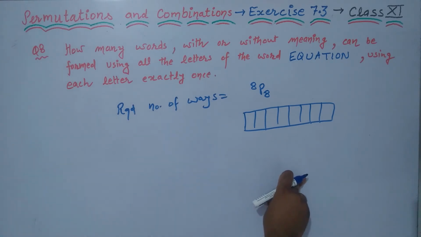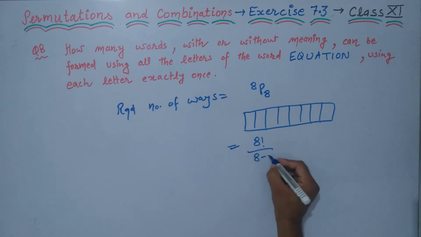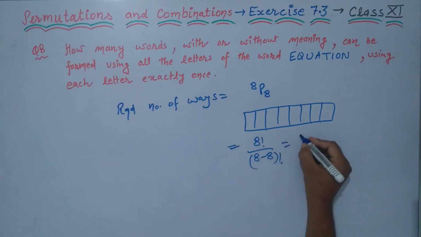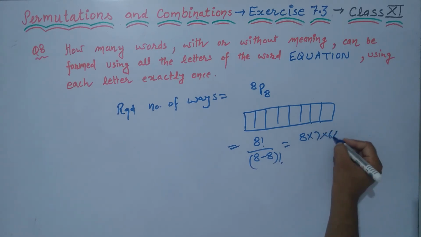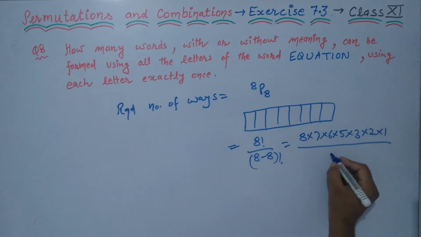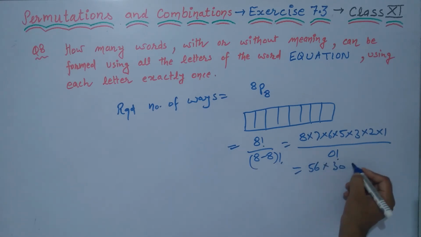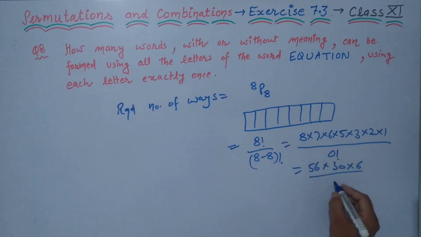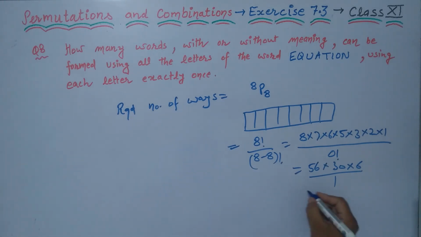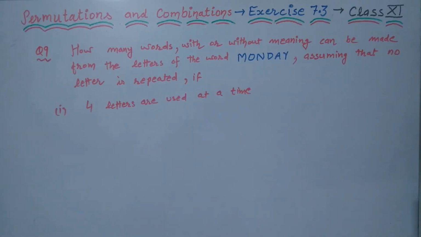8 objects are there. So this way we have 8! divided by (8 minus 8)!, which is equal to 8 into 7 into 6 into 5 into 4 into 3 into 2 into 1, their product, divided by 0!. Since 0! means 1, this is equal to 40,320. So this is the answer. Question number 9.